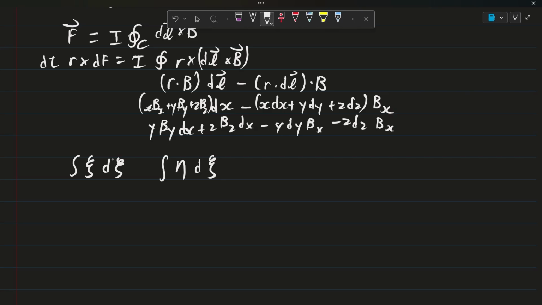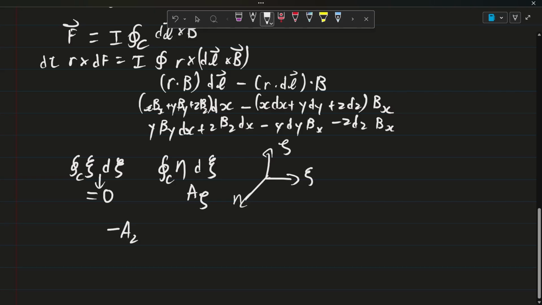If you evaluate the closed contour, what you would end up having is this would equal 0. But this one would obtain a zeta, which is defined to be the cyclic of eta, psi, and zeta. So in the x direction, this thing here would become negative Az times By, and this one here would become Ay Bz.